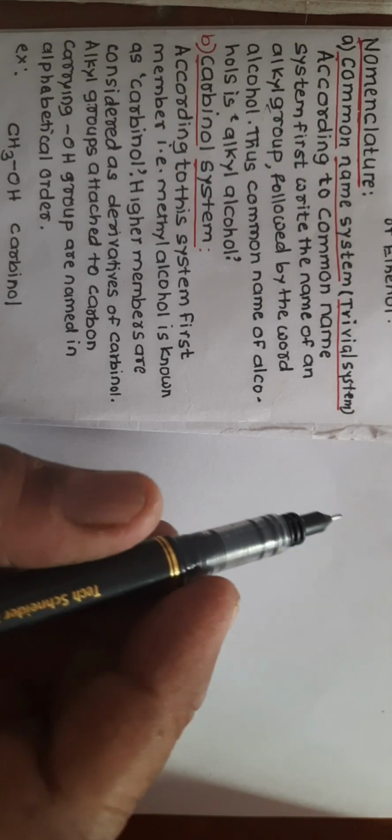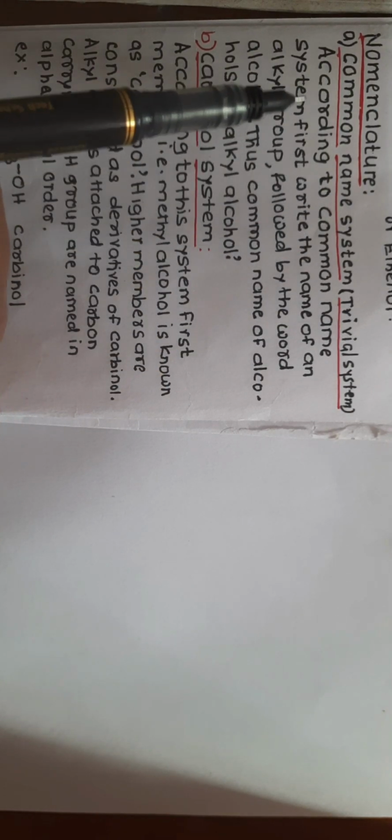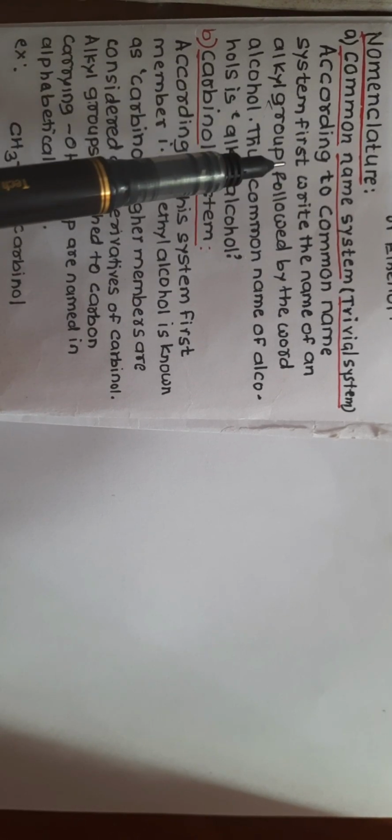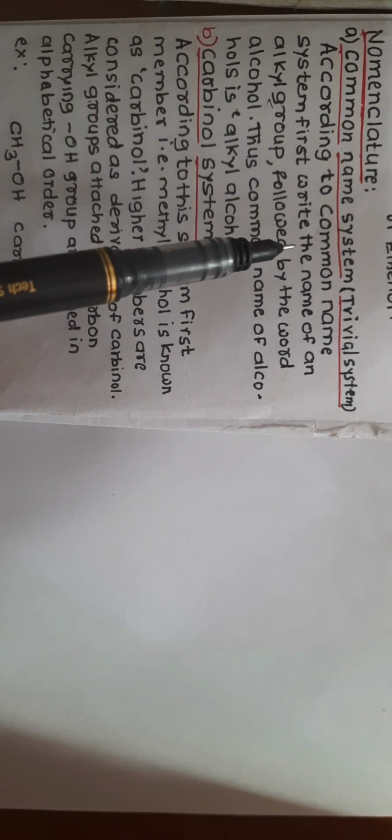Now, today we are going to see nomenclature of alcohols. First of all, we will see the common name method. It is also known as trivial system. According to common name method, listen carefully. First we have to write the name of an alkyl group followed by the word alcohol. Thus, the common name of alcohols is alkyl alcohol.